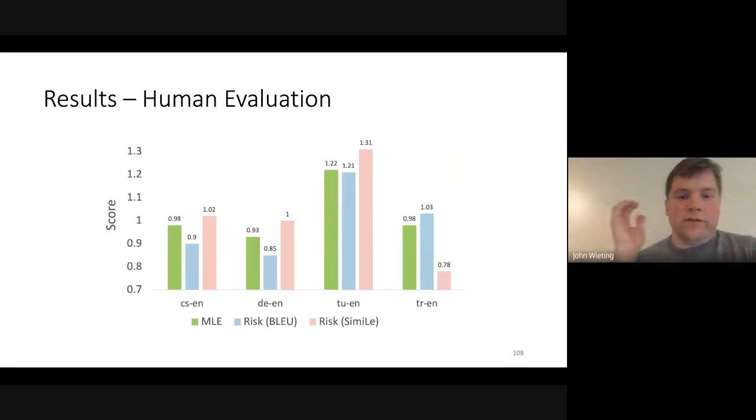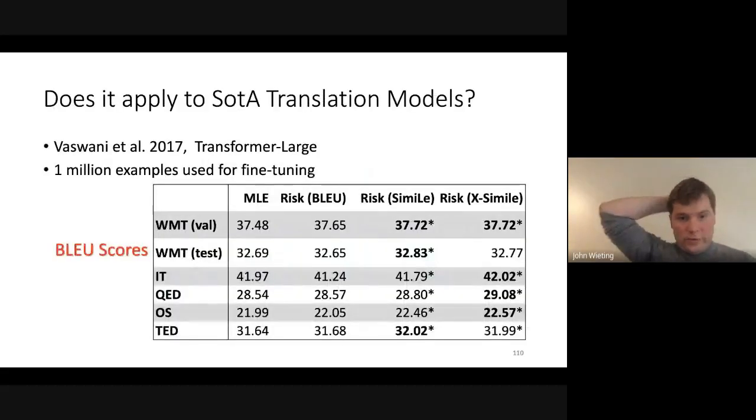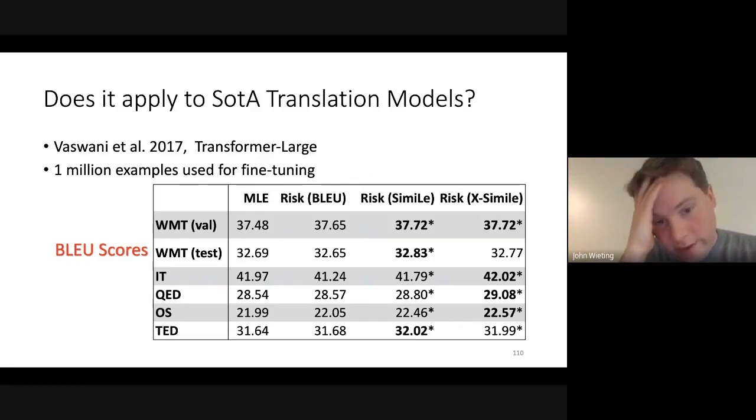More importantly, in human evaluations, these were favored too with our simile objective. BLEU didn't work quite as well, the one exception here being Turkish and English. And then a natural issue with this was that we didn't do it on transformers, and we didn't do it on really heavily fine-tuned data. And so now we've done that. We've done those experiments, and the same thing holds.